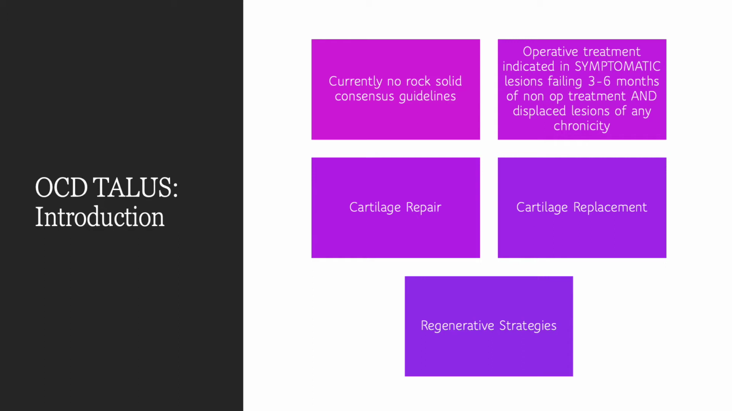Currently, there are no solid consensus guidelines with specific regards to treating osteochondral lesions of the talus, but we do know that operative treatment is indicated in symptomatic lesions failing anywhere from 3 to 6 months of non-operative treatment and displaced lesions of any chronicity. With regards to operative treatment, we're typically categorizing the treatment into 3 groups, which would be repair, replacement, and regeneration.